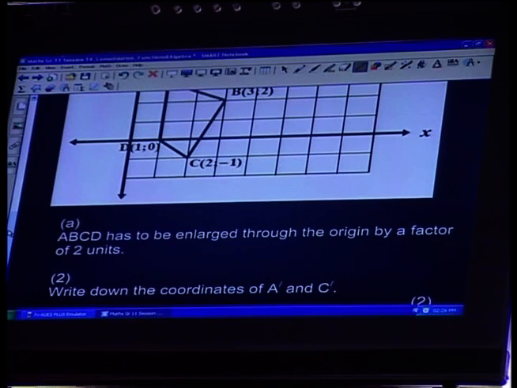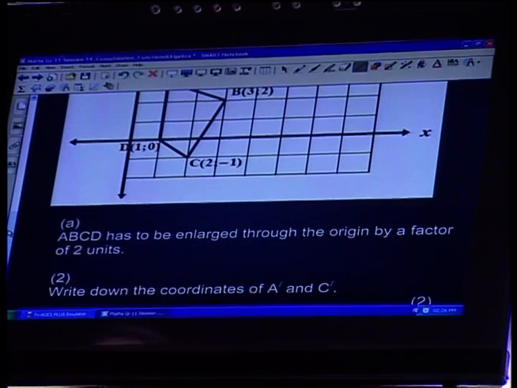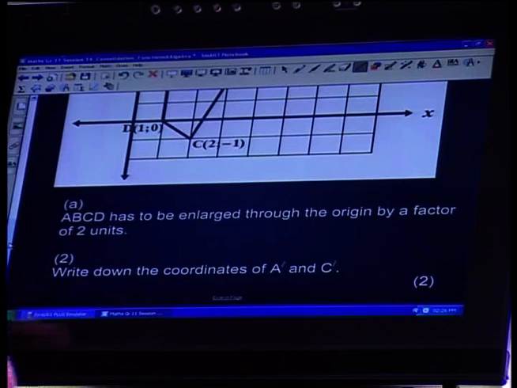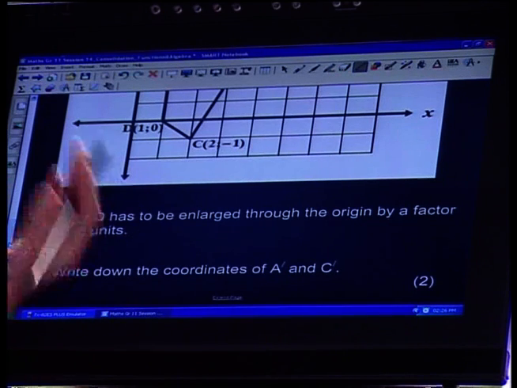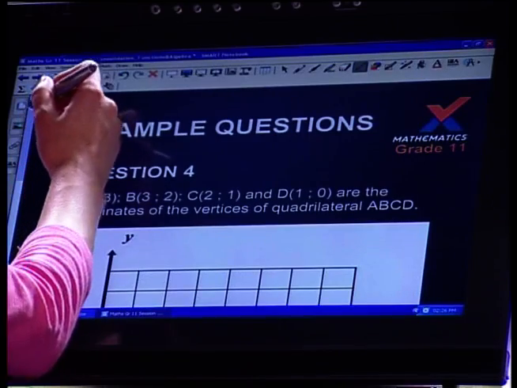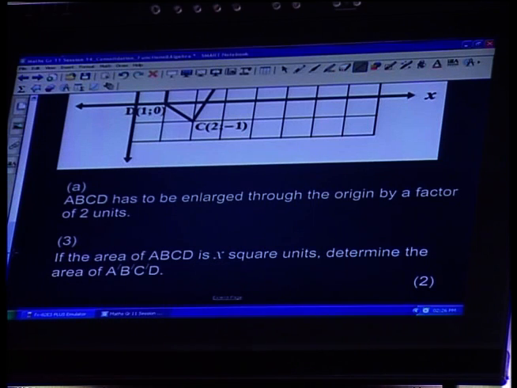A prime, of course, was 2 and 6. That was our enlarged coordinate. And C prime was 4 and negative 2. So nothing to it. You had to write them down anyway while you were doing the enlargement. So nothing much to that question at all. Right, so let's have a look at something a little bit meatier.